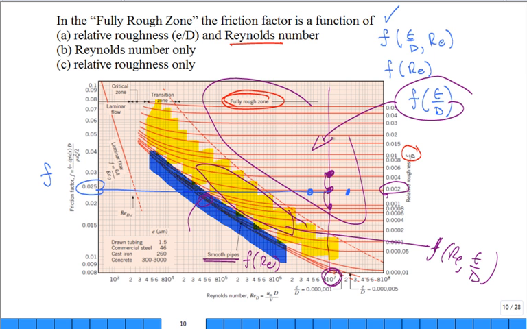How about the laminar? I looked at a lot of books, and do they have laminar flow as a function of Reynolds number and relative roughness anywhere? Nope, it's always a smooth tube. 64 over the Reynolds number is only for a smooth tube in the laminar region. All right.